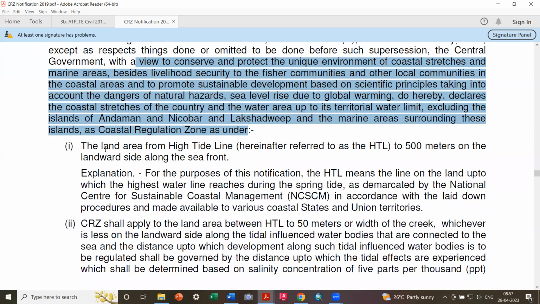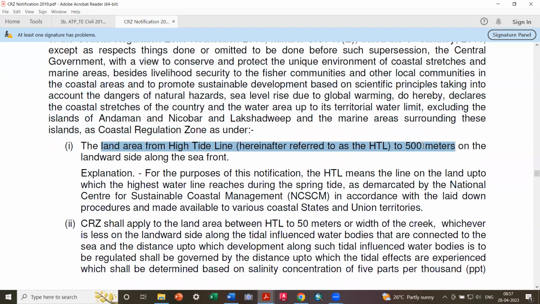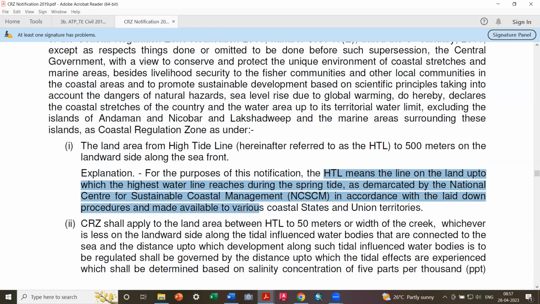like this. The land area from high tide line to 500 meters on the landward side along the sea front. So this will be considered as CRZ. So for the purposes of this notification, the high tide line means the line on the land up to which highest water line reaches during the spring tide as demarcated by the National Centre for Sustainable Coastal Management in accordance with the laid down procedures and made available to various coastal states and union territories.